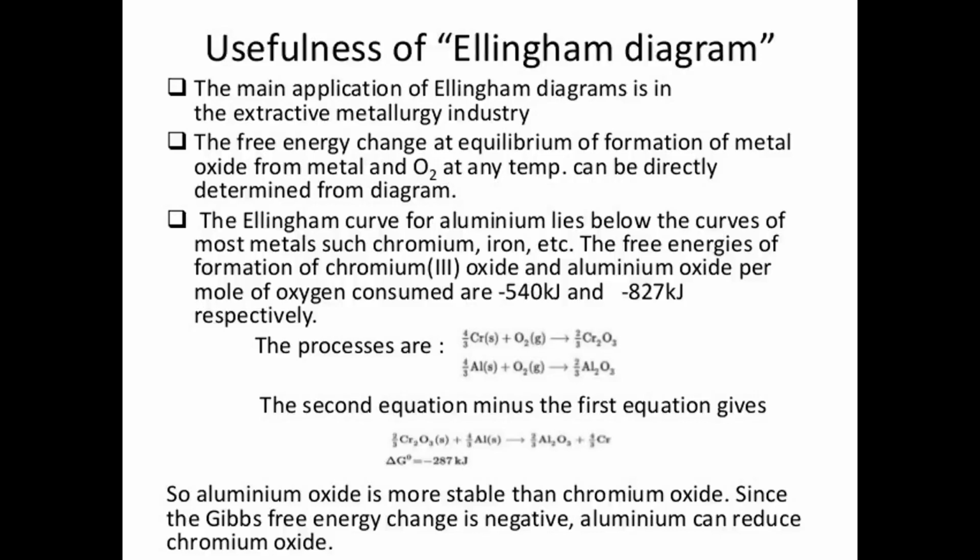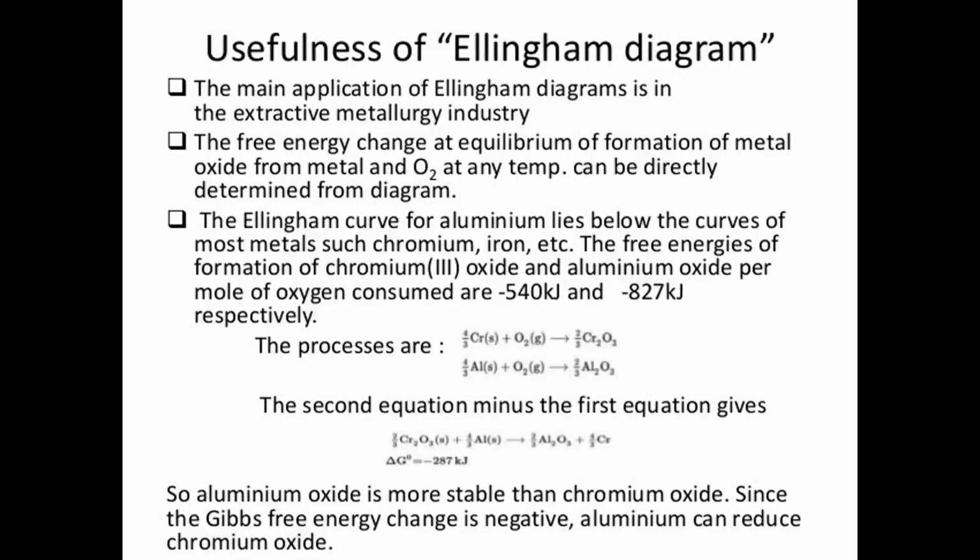This Ellingham diagram is used to predict thermodynamic feasibility of reduction of oxides of one metal by another metal. Any metal can reduce the oxides of other metal that are located above it in the diagram. For example, in the Ellingham diagram, you see the formation of chromium oxide lies above that of aluminium, meaning that aluminium is more stable than chromium.